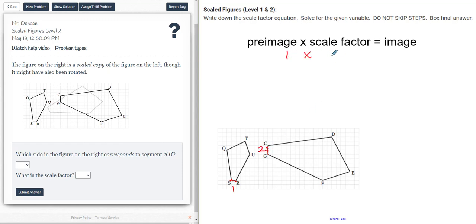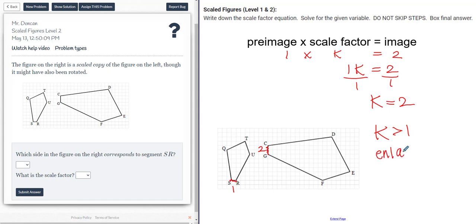I'm going to go 1 multiplied by k should be equal to 2, which would simplify to 1k is equal to 2. And then I'll divide by 1 on each side, and I find out that k is equal to 2. So at this point, you can definitely see that since my k value is greater than 1, this is an enlargement. Which clearly is, I mean, that's pretty straightforward. Obviously, it's getting bigger. Now we just have to go ahead and answer the question in Delta Math.